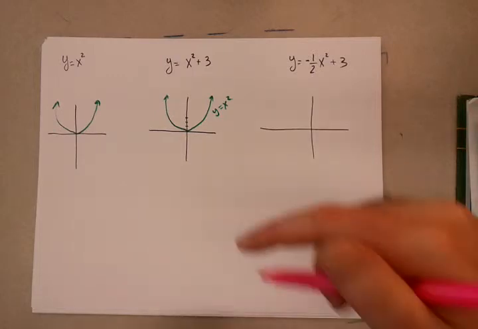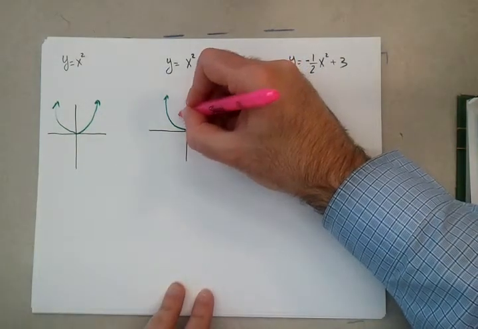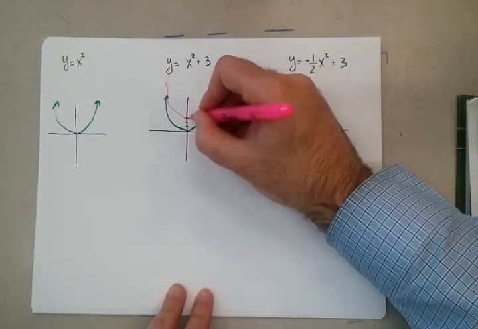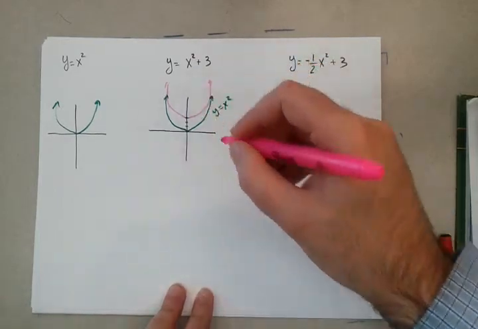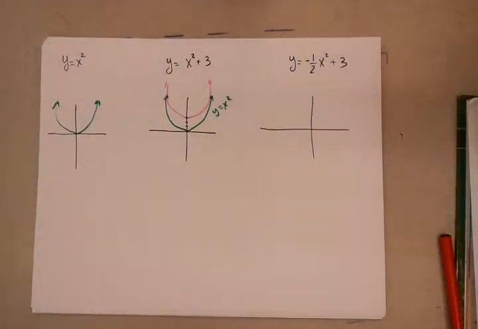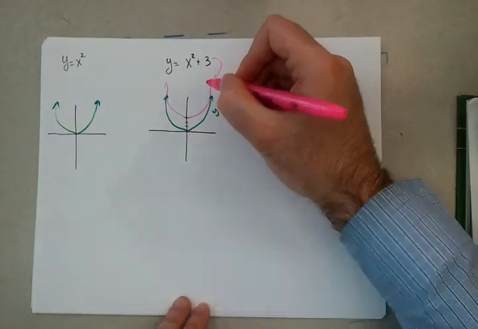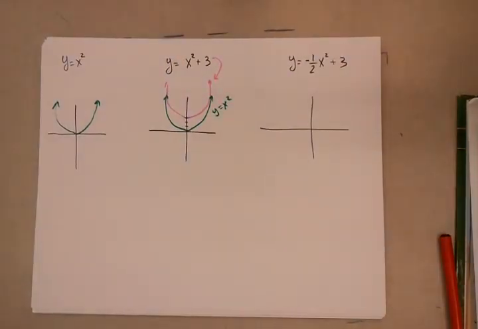My new parabola is going to look like this. It's going to be the same width, except it simply shifted the vertex up by 3 units. That's all that happened. Alright, let's take a look at the next problem.